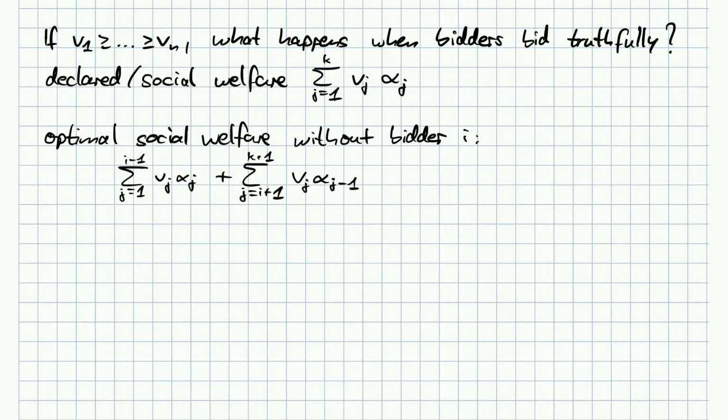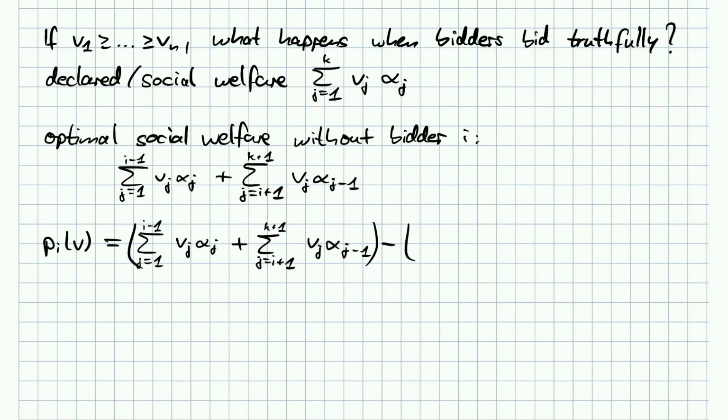What will now be the payments of a bidder? They will be, okay, first optimize without bidder i being present, which is this thing. But from that, we subtract the welfare that we're still getting when bidder i is present, but we are not counting them. So all we're doing now is we'll take the allocation, but we'll just leave out the ith term.